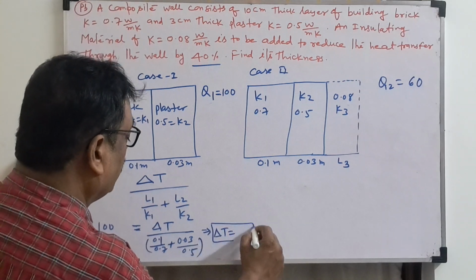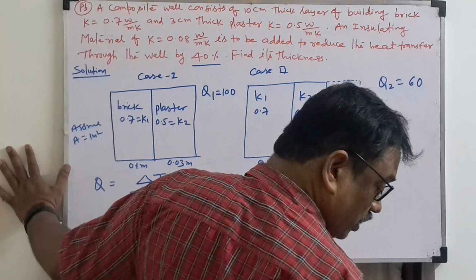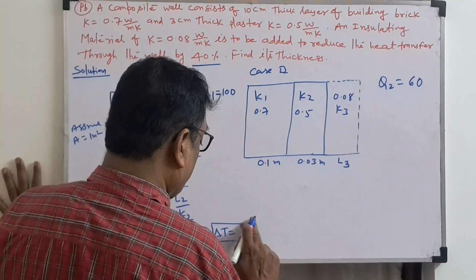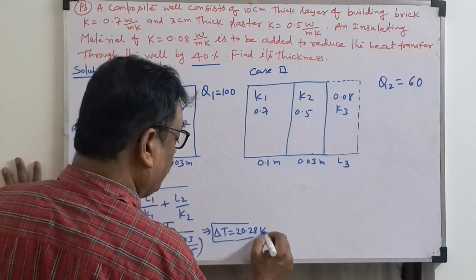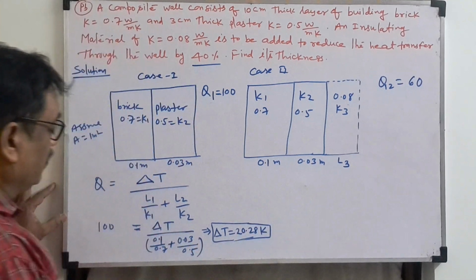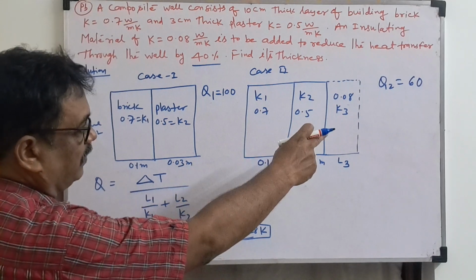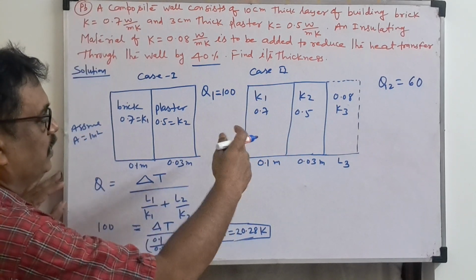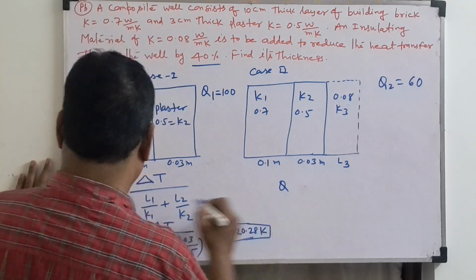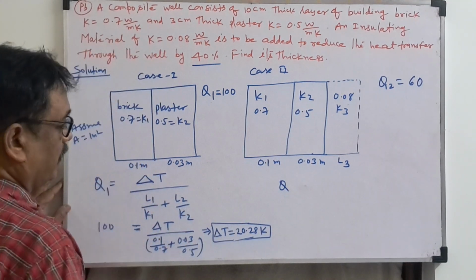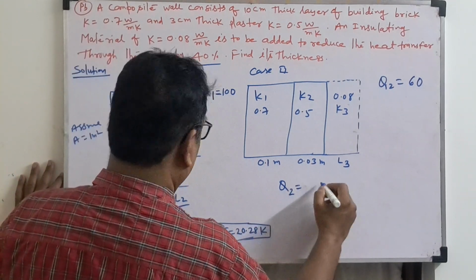How much is the value? I already calculated it. So delta T is equal to 20.28 Kelvin. That is case 1. Now the same delta T will be used here. Then what will be the formula for Q2?